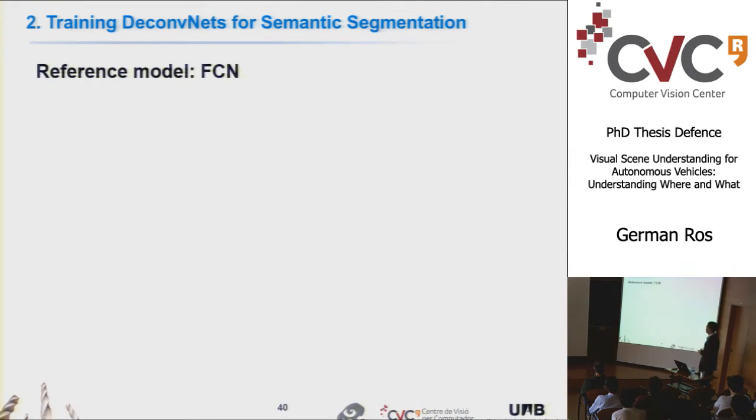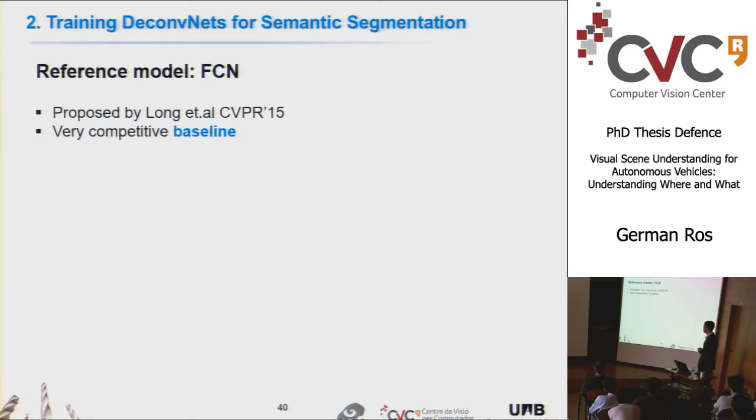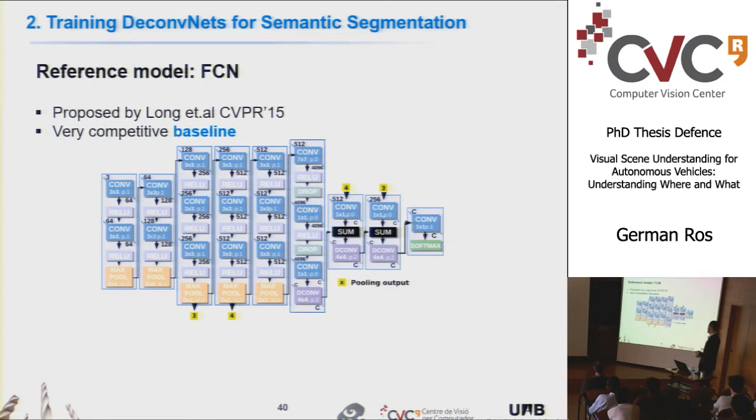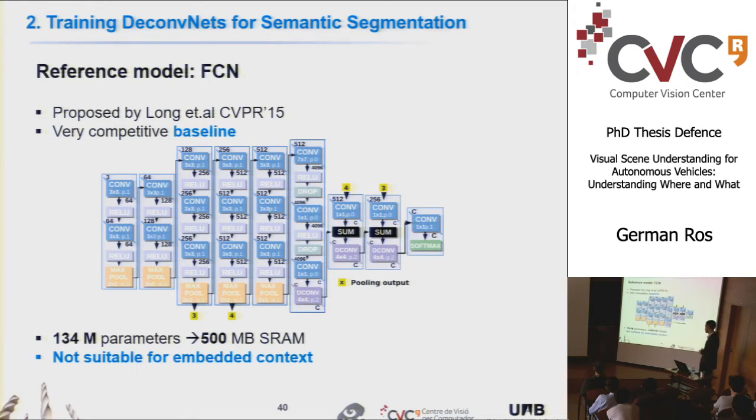As a reference, we have also considered the fully convolutional network from Jon Long et al. at CVPR 2015. It's a very competitive baseline. It has been the state of the art until recently. It's a bit deeper, and it has many more parameters. So now we have more than 100 million parameters, and the network now occupies more than 500 megabytes in RAM memory. Therefore, it's not very suitable for the embedded context we were talking about. But this is still a good reference, a good baseline to compare to, and to see that everything is going well.